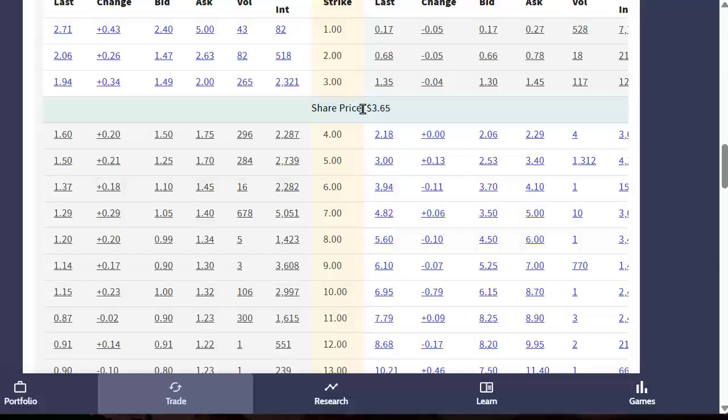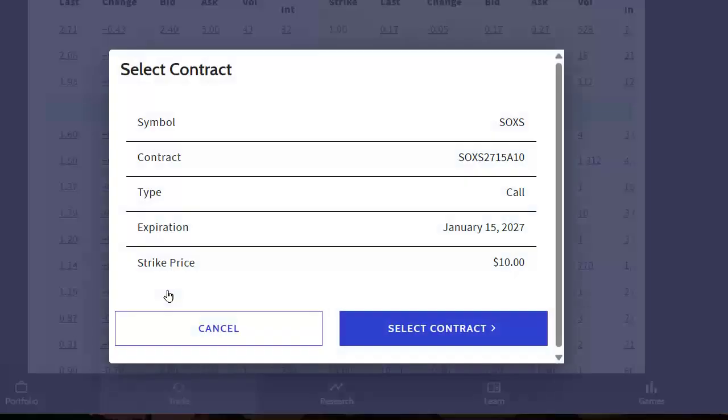So our bet is that this share price is going to increase, and it will increase 3 times faster than the semiconductor industry loses value. Okay, so this is like the bettiest bet we can make. It's leveraged, which means it has the 3 times. Let's double check it. SOXS 27, the 15th, A, and $10.